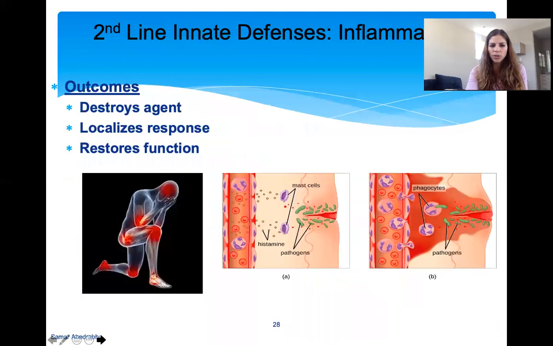leftovers from your tissue. The outcome of inflammation is you destroy the agent, so you destroy the microbe that potentially could have gone on to cause a very bad infection. You localize the response to an area, maybe to your hand, and all of this will eventually restore function to that damaged tissue.